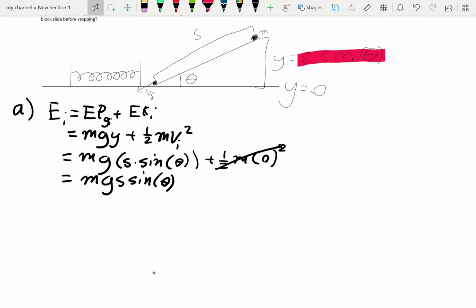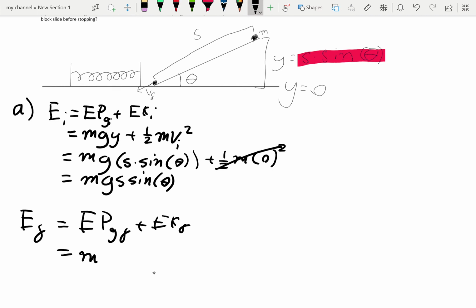Now, what's the final energy of the mass? We have EF is equal to EPGF plus EKF. At the final position, the mass is at y equals 0, so we have mg times 0 plus 1/2 m, and at the final position, the block has velocity vf.